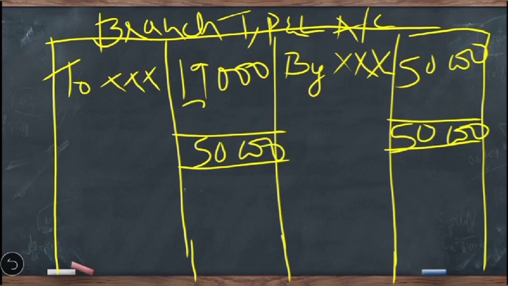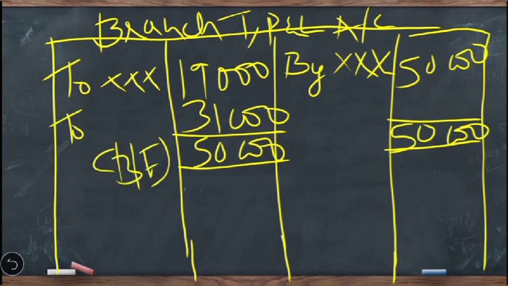We get the balancing figure of 31,000 here on the debit side. Okay, so this is the balancing figure. Now to which account should it be transferred? It should be transferred to the next section, that is the branch profit and loss account.